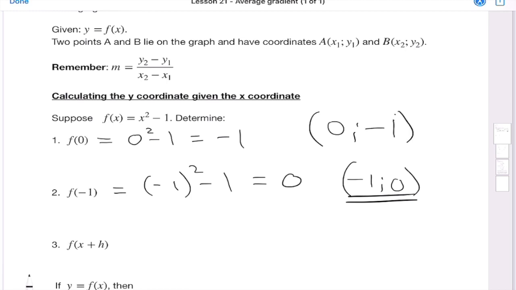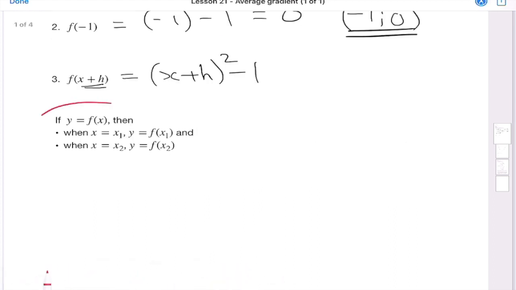So you do the same thing for f of x plus h. Now we're going to replace x with x plus h in that given function. So we go to x squared minus 1, and where there is x, we put x plus h, and all that, remember, is squared, minus 1. If there is need for you to simplify, you can then FOIL and remove those brackets.